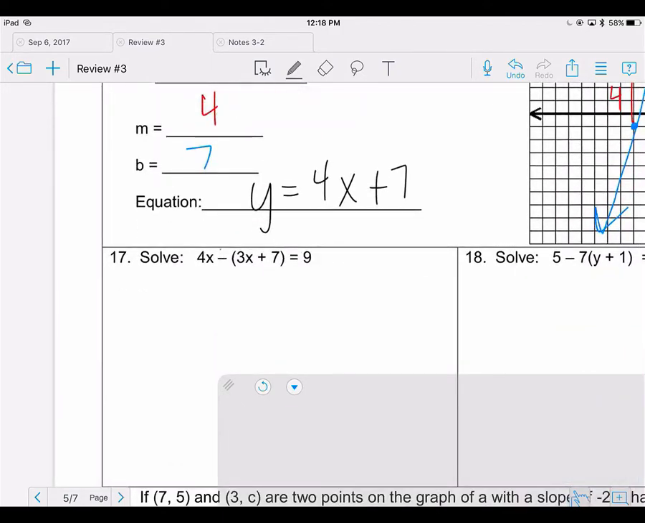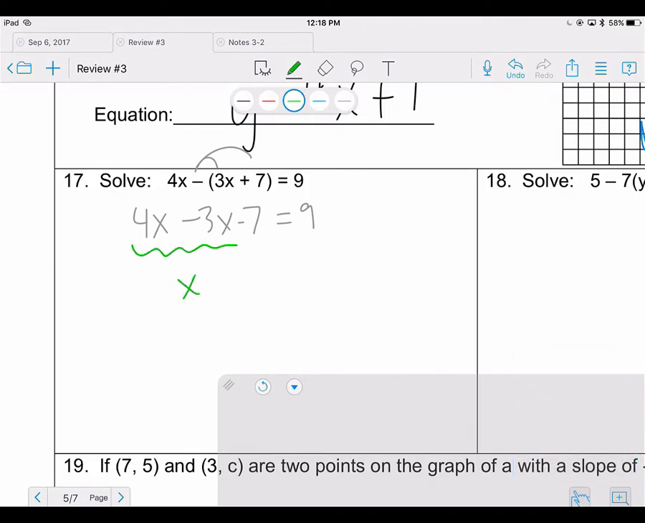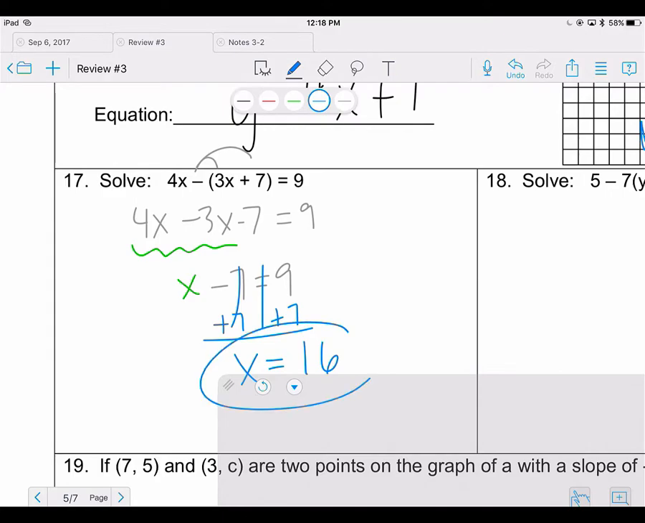On problem 17, they asked me to solve, so I distribute that negative. That's a 7. From here, combine my like terms. 4x's minus 3x's is a total of 1x. Add 7 to both sides. X equals 16.